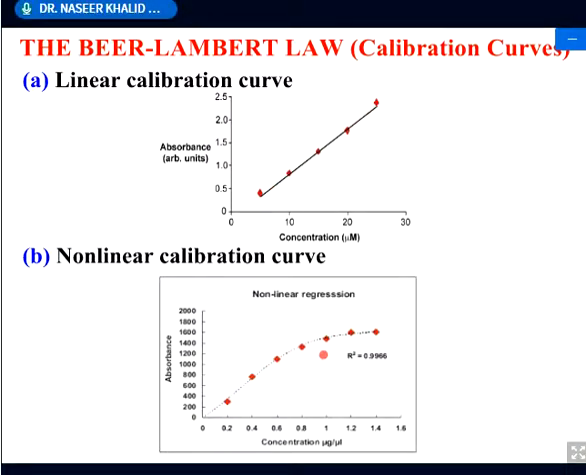It is a curved one, and this curvature is toward the x-axis, toward the concentration axis. So although it is increasing, it is not increasing linearly. It means that only up to this point do we have a linear relation. After that, toward the concentration axis, the relation is no longer linear. Such a curve is called a non-linear calibration curve.